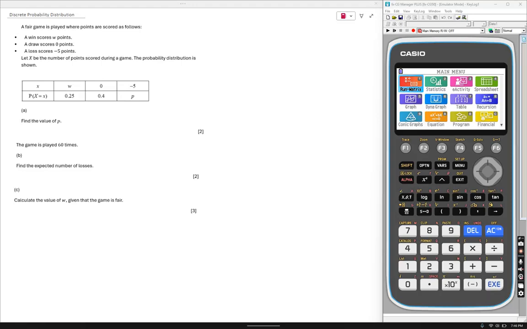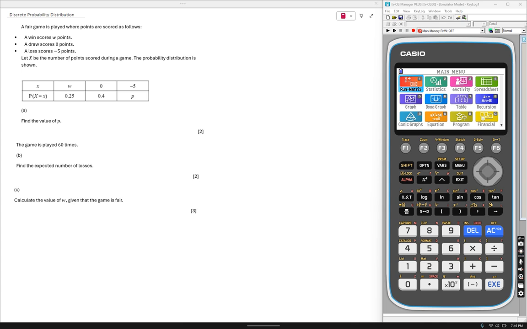Hi everyone, today we've got a discrete probability distribution question. A fair game is played where points are scored as follows. A win scores W points, a draw scores 0 points, and a loss scores -5 points. Let X be the number of points scored during a game. The probability distribution is shown.